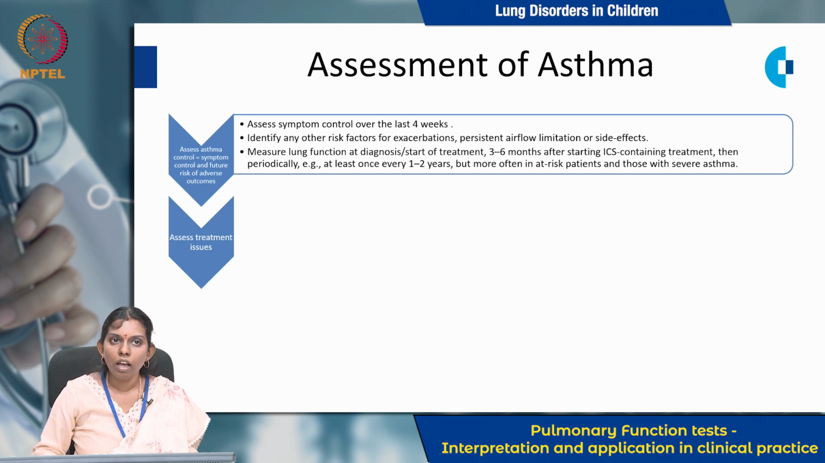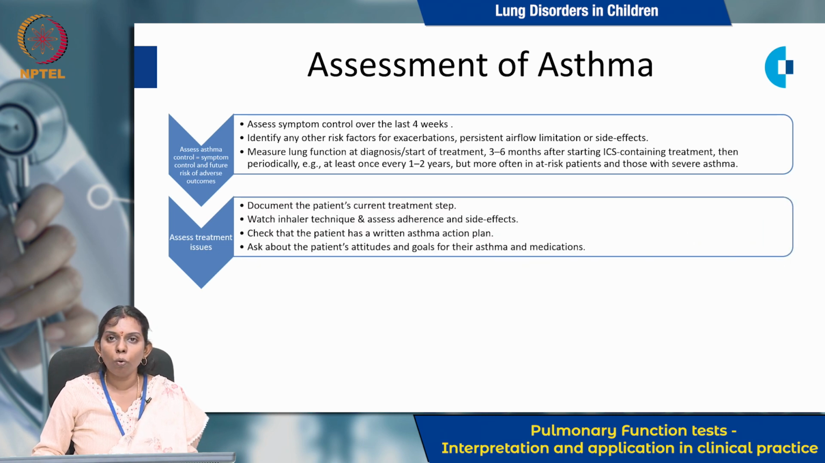First, you assess the asthma control, then we assess the treatment issues. So, what do we assess in treatment issues? We document the patient's current treatment plan, we watch the inhaler technique, and we assess the adherence and side effects of the inhaler technique. Check whether the patient has a written asthma plan. Is the treatment protocol clearly given to them? And also ask for their attitudes and goals for asthma and medications.